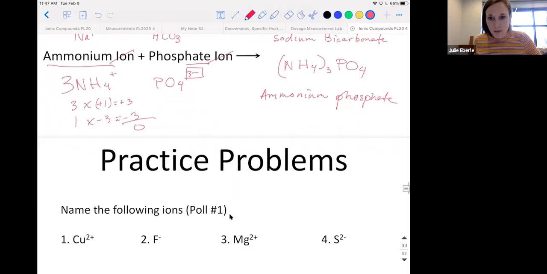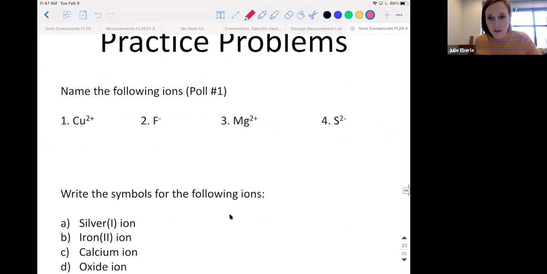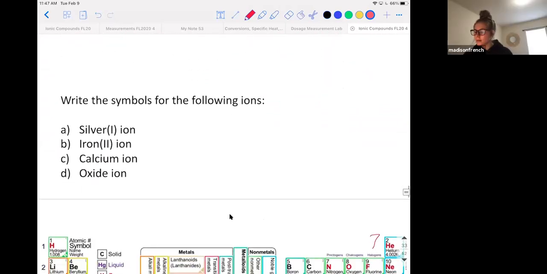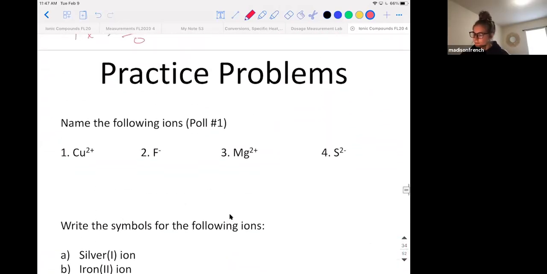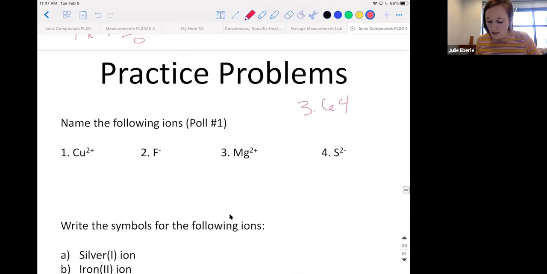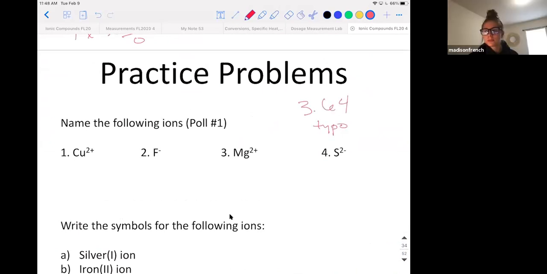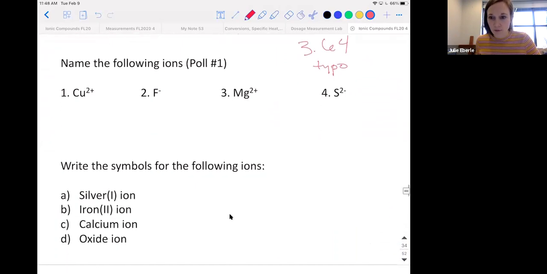Did you find that problem, Madison? Yes, it's 3.64. Okay, 3.64. This has a typo in the back of the book. So if you want to know the answers to that, you can certainly email me and I'm happy to talk about it. But the answers in the back aren't correct if you're working those textbook problems.